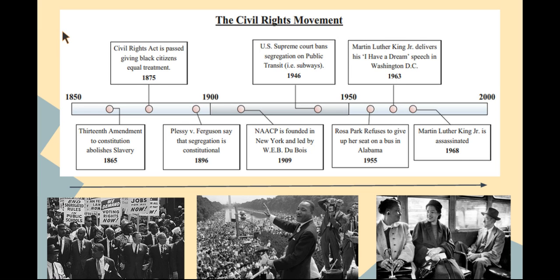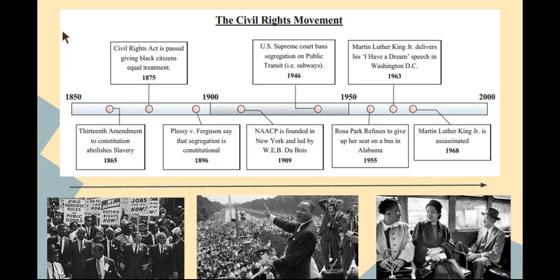Let's take a look at our first timeline. This is of the Civil Rights Movement. So a timeline is a diagram that shows events that took place during a certain period of time. Like a calendar, a timeline can help you understand the order of events and the amounts of time between them.